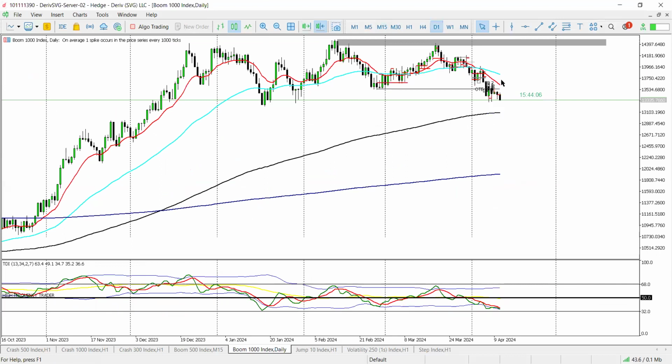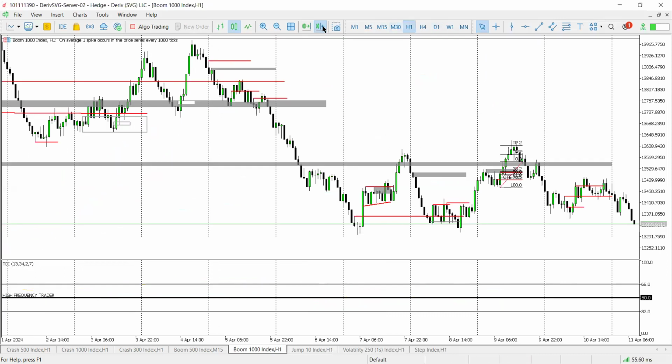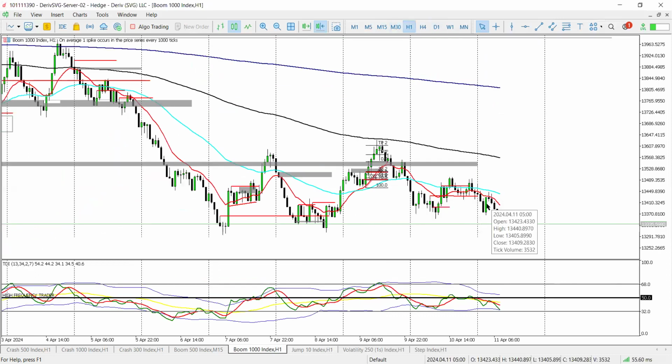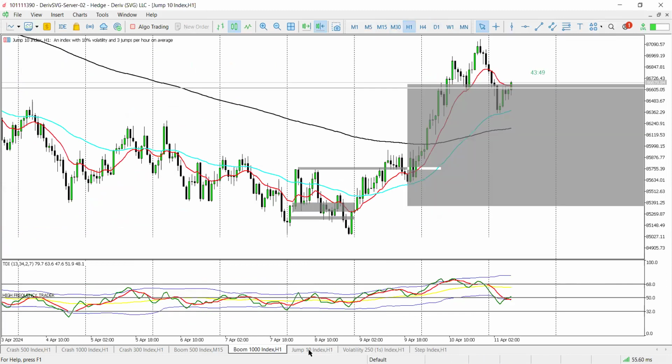So on the daily, we're trading below the 13. It looks like we are bearish. And it looks like price is potentially going for the 200 EMA on the daily. So we might get fewer setups on B1000 in terms of buys. So for now, I do not have anything.